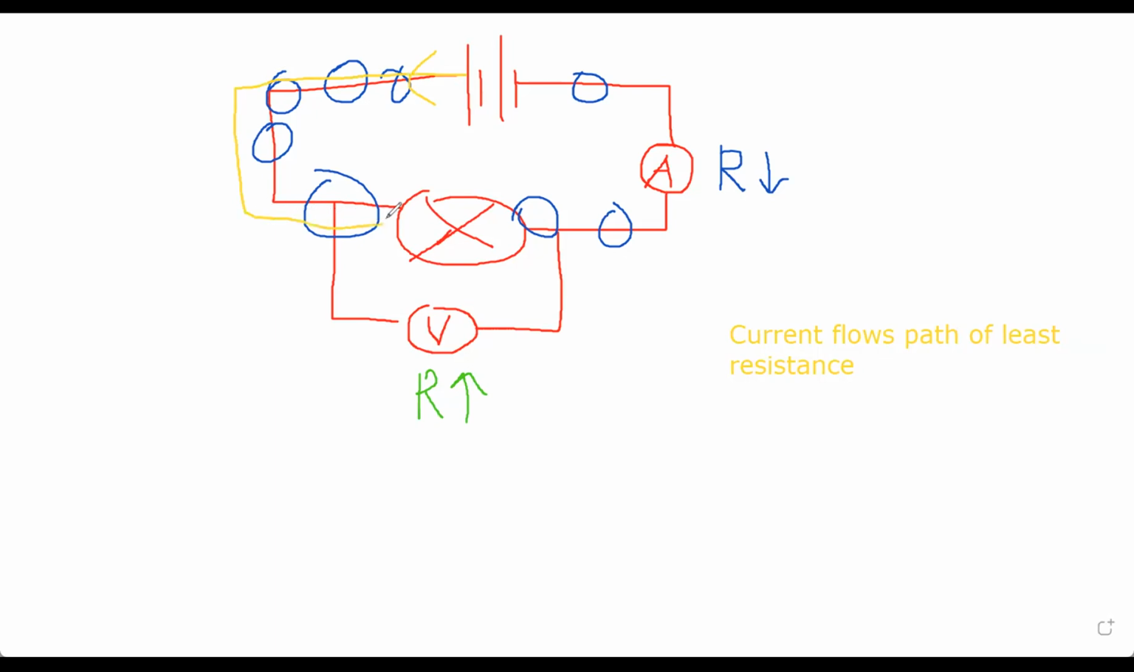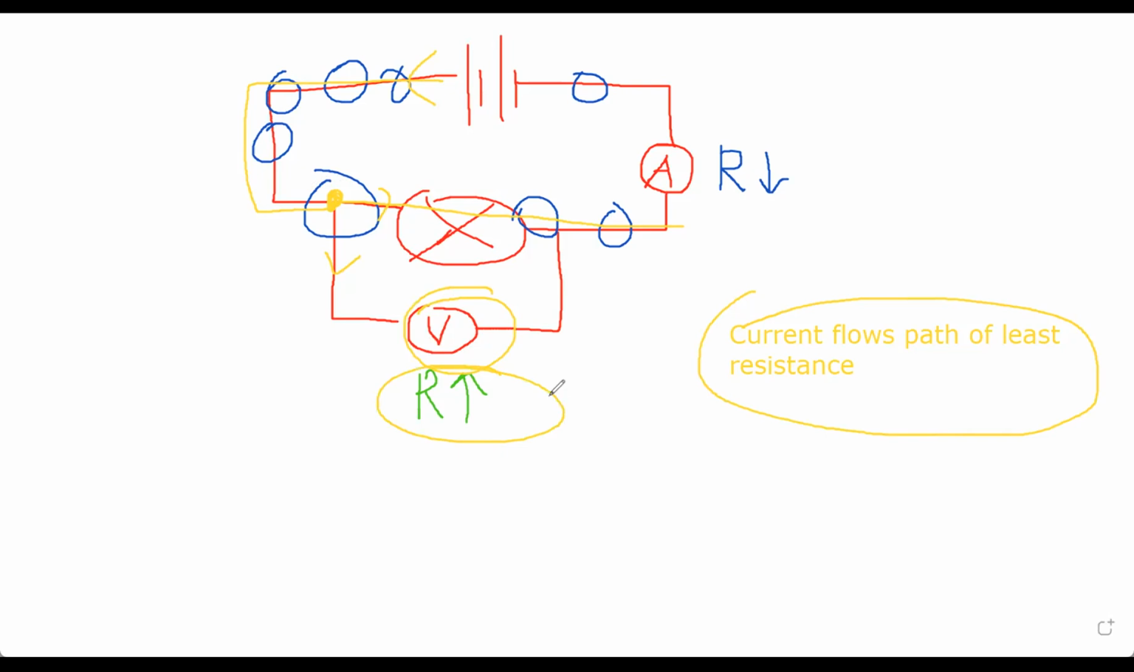It will flow all the way until it reaches this intersection point, where it could choose to flow downwards or towards the right. Because current always flows the path of least resistance, most of the current will flow through here, so it does not waste current in this voltmeter. You got what I mean? So voltmeters must have very, very high resistance.